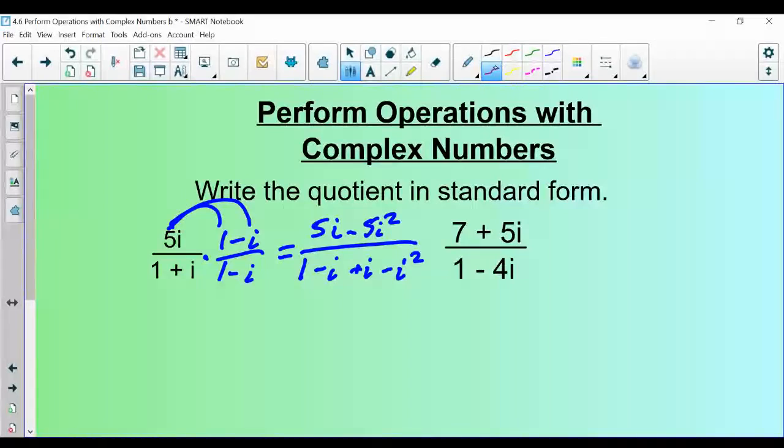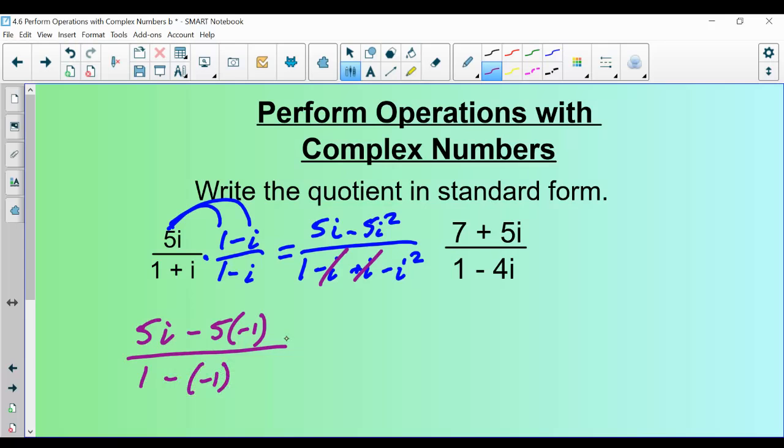There should be some good cancellation that happens here. The O and the I from the FOILing cancel. And also remember that i squared is actually negative 1. So in my numerator, I have 5i minus 5 times negative 1. And in my denominator, I have 1 minus negative 1. Rearranging this, negative 5 times negative 1 would be plus 5. So we'd have 5i plus 5 over 2.